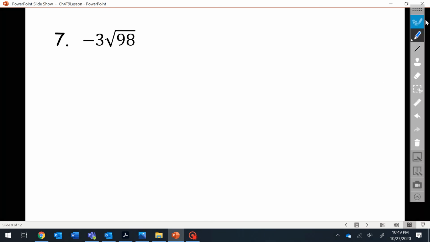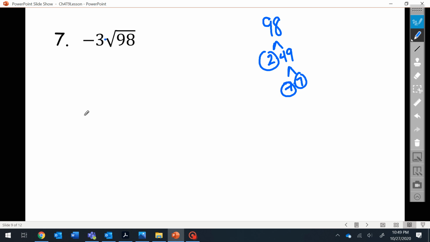What about if there's already a number on the outside? Like -3 is on the outside. That's okay. Whatever we bring out to the outside, we just multiply by -3. So 98 breaks down into 2 times 49. And 49 is 7 times 7.